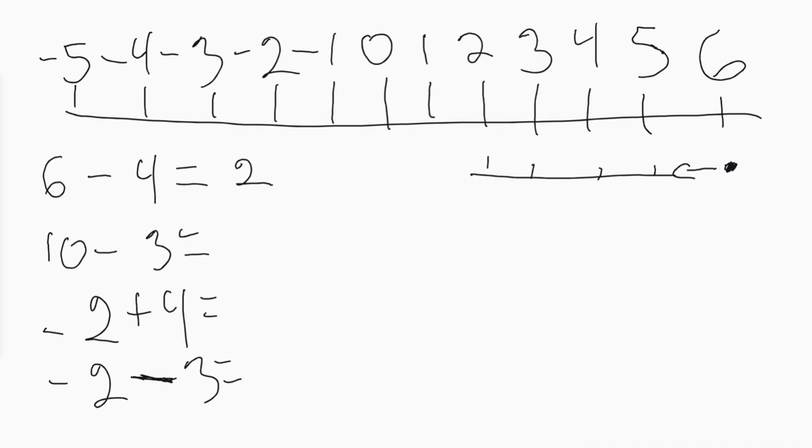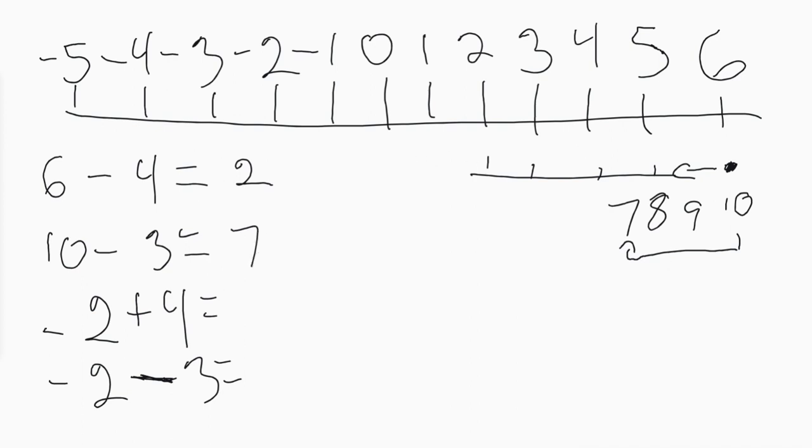Now 10 isn't on our number line, but if we subtracted 3 from 10 on our number line, we would have 10, 9, 8, 7. So from 10, we would go over 3 and we would end up at 7. So 10 subtracted by 3 on our number line is 7.